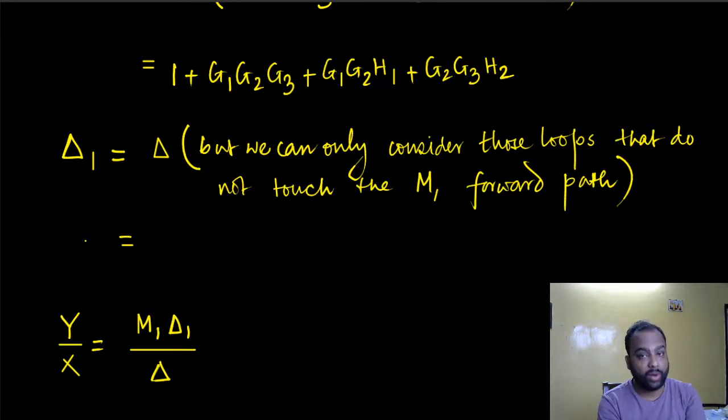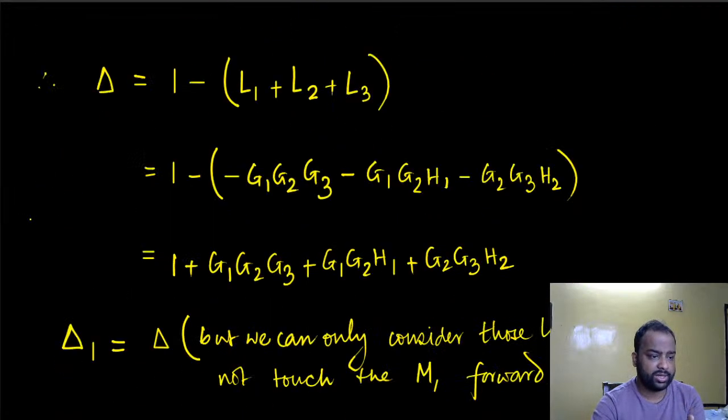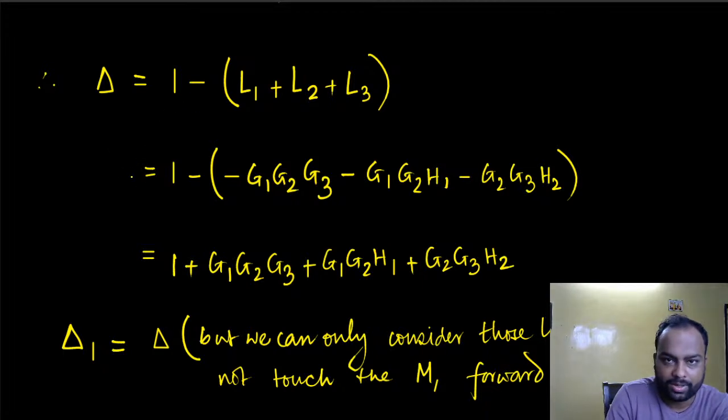Now if I calculate delta, where L1, L2, L3, none of these exist, what will be the value of delta? Delta would be simply this lonely 1 here, nothing else. Delta would be just 1, right? Because it does not have any loop that does not touch the first forward path M1, right?